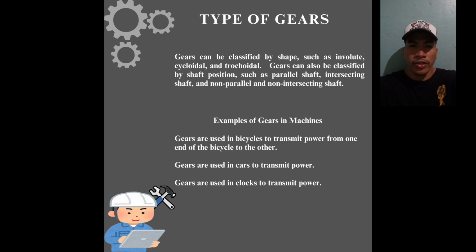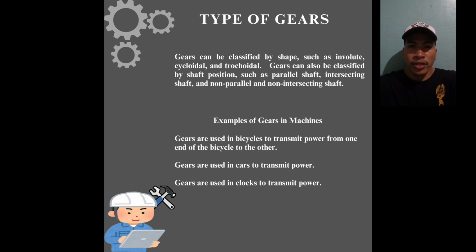Types of gears. Gears can be classified by shape such as involute, cycloidal, and trochoidal. Gears can also be classified by shaft position such as parallel shaft, intersecting shaft, and non-parallel and non-intersecting shaft. There are different kinds of gear, and these are spur gear, worm gear, helical gear, bevel gear, spiral bevel gear, and etc.